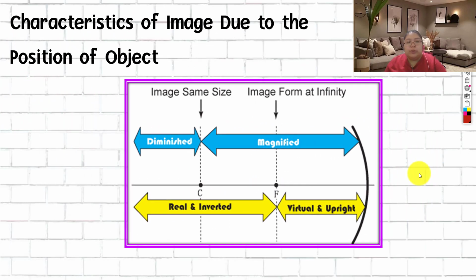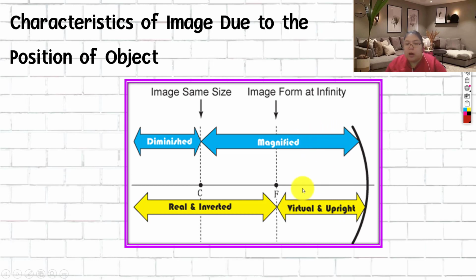Due to the location of the object, we can also make one diagram about the conclusion. Let's see the yellow color first. When your object is located at this part, that means in front of the F, your image is surely virtual and upright. How about the size? The size is magnified.